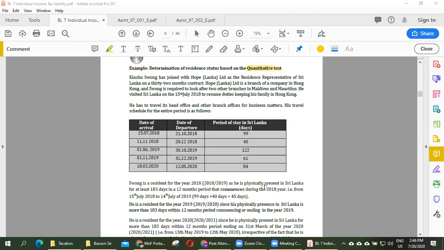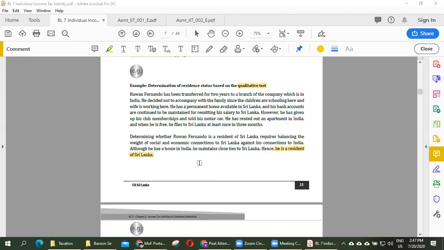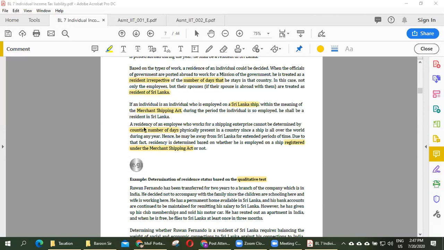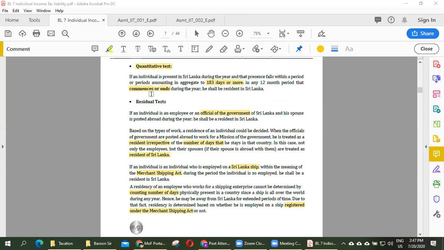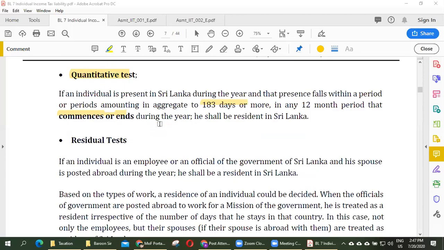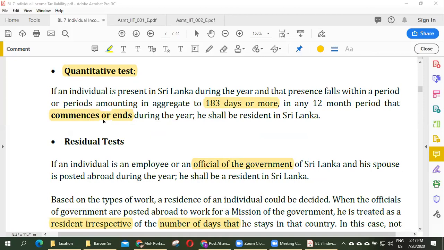To explain this, we need a whiteboard. I have to draw a picture, a timeline, right? That's why I mention it here. Commences or end.